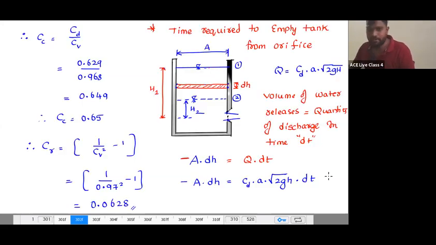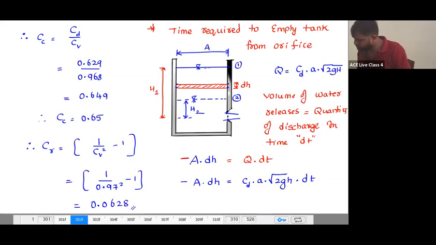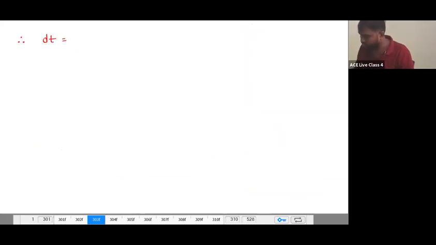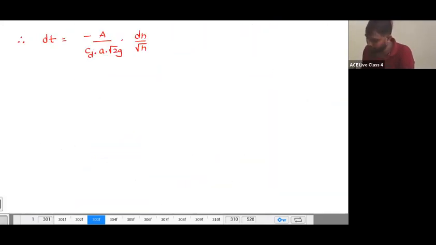You take the dt on one side and root h on the other side. dt is equal to minus A by Cd into a into root 2g into dH by root H. So now can I integrate?